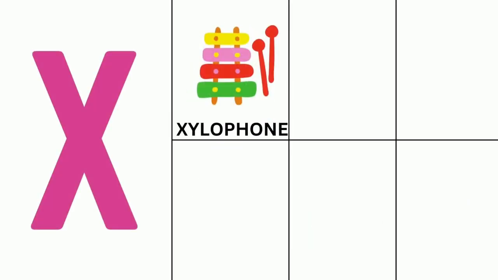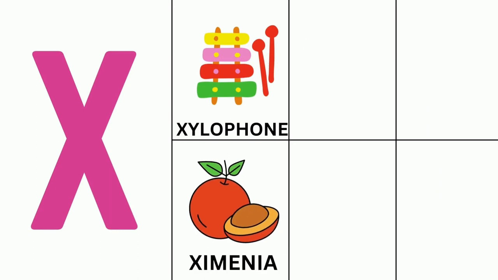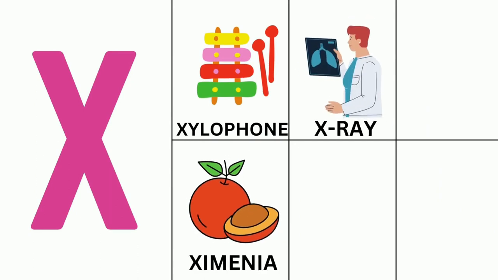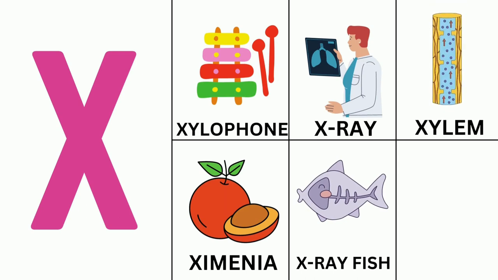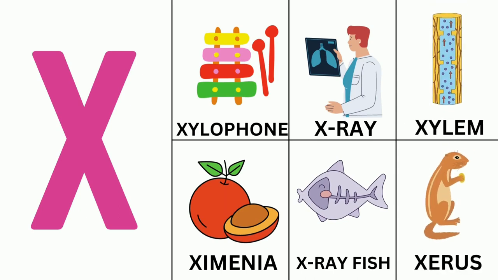X. Let's learn the words that start with X. X for xylophone. X for xymania. X for x-ray. X for x-ray fish. X for xylem. X for xerus.